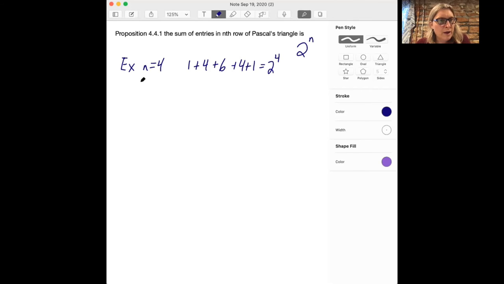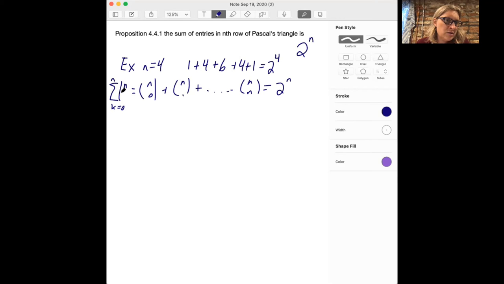And more generally, we can write this as n choose 0 plus n choose 1, all the way up to n choose n, is 2 to the n. And this expression on the left can be written as the sum as k goes from 0 to n of n choose k. Well, let's remember that 2 to the n is the number of subsets of a set of size n, the set 1, 2, up to n.